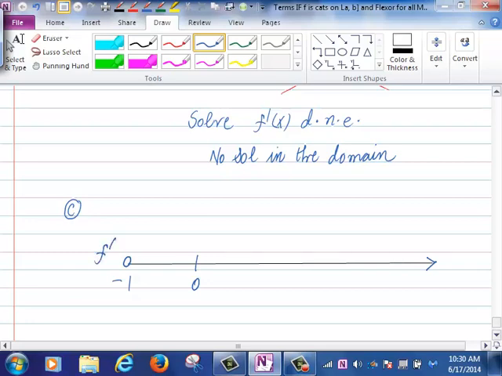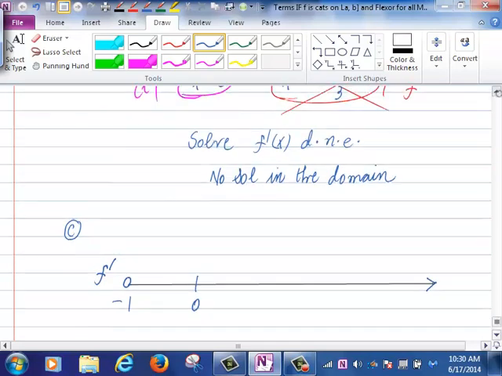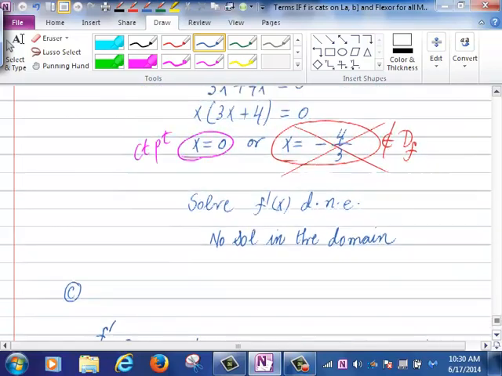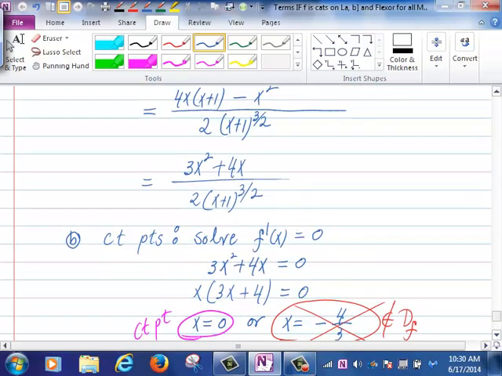How do I determine the sign between -1 and 0? Yeah, so if I go back to my function, the derivative function, which is right here, for what values of x is this derivative positive, and for what values of x is this negative?